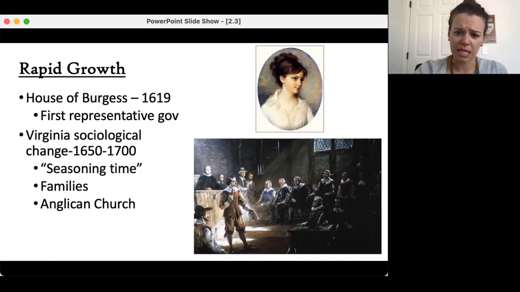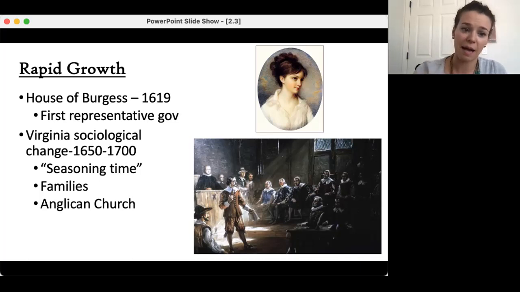We also see that families will have domesticated animals like cattle and pigs, but these animals will be allowed to freely roam since you don't have any sort of fences established. These animals will then wander into Indian farmland, eating and trampling their corn and their food. This increases tensions.